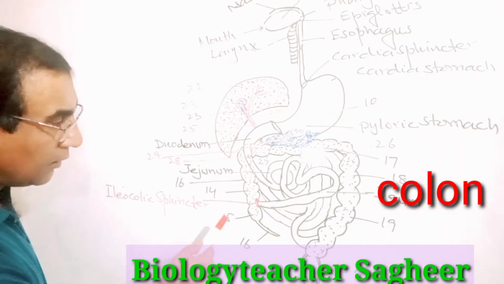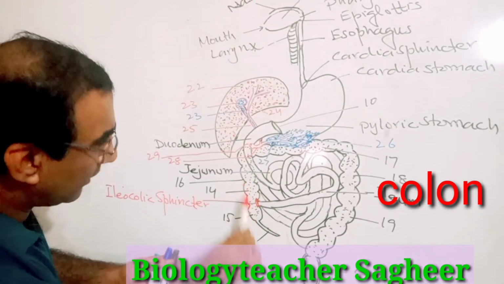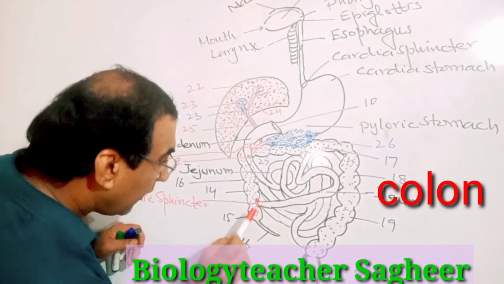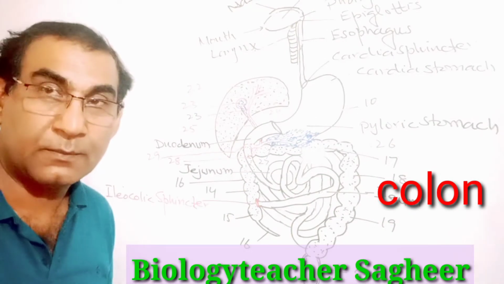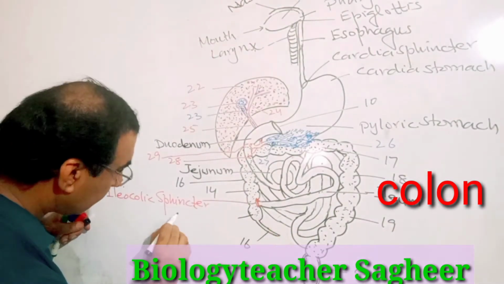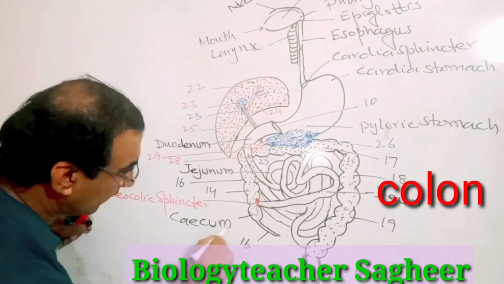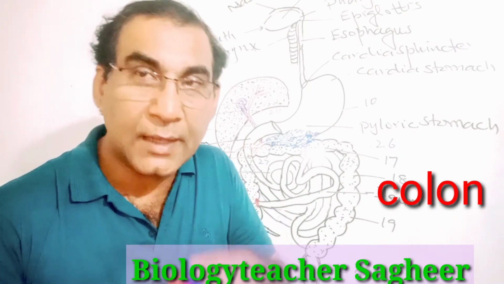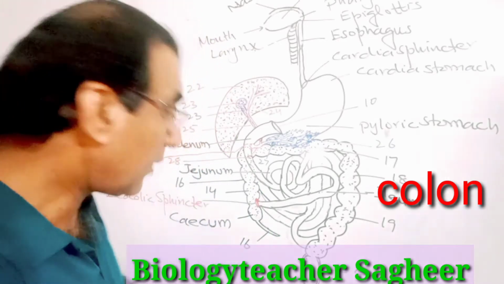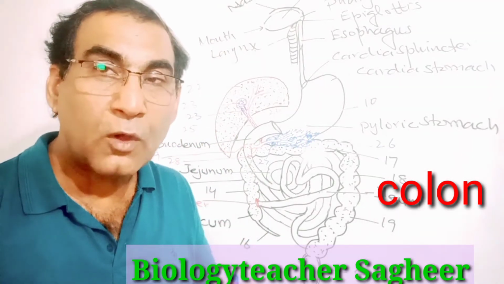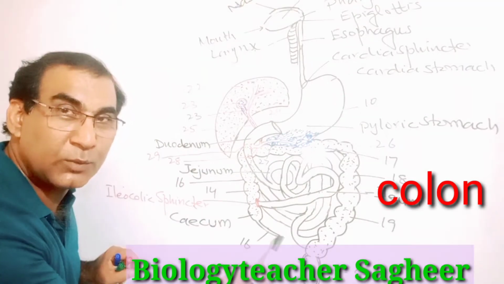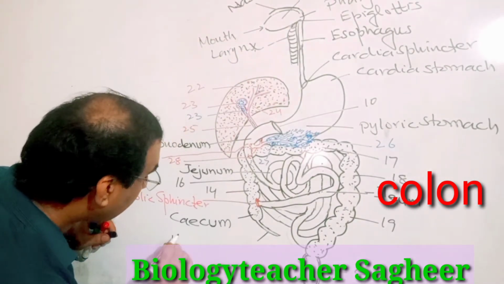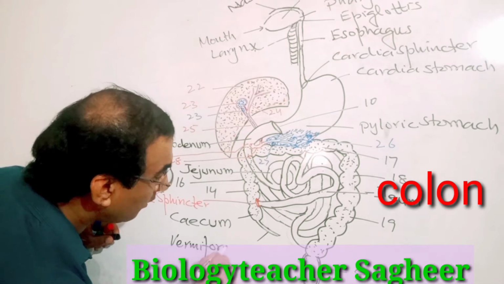This colon here, it consists of two parts on your right side. This part is known as what? Cecum. C-A-E-C-U-M. Cecum. And cecum is connected with a blind duct that is known as what? Vermiform appendix. Here you can see this one is what? Vermiform appendix. Okay, I have labeled it as 16th part. It is what? Vermiform appendix.